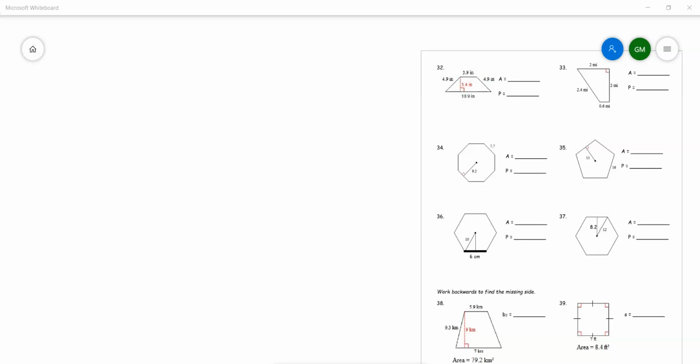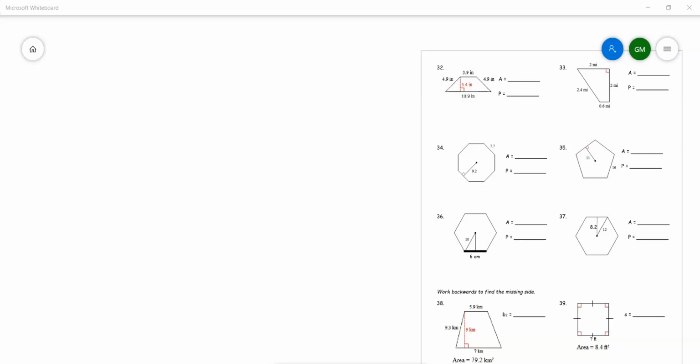All right, this is part 3 of the Polygon test review. So let's get started with question number 32. We are finding the area and perimeter of a trapezoid, and it does look like it is an isosceles trapezoid. So let's go ahead and do perimeter first, simply because that is easier and quicker.